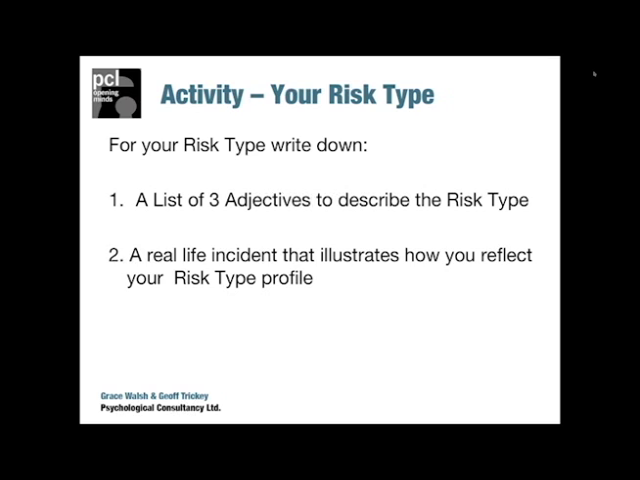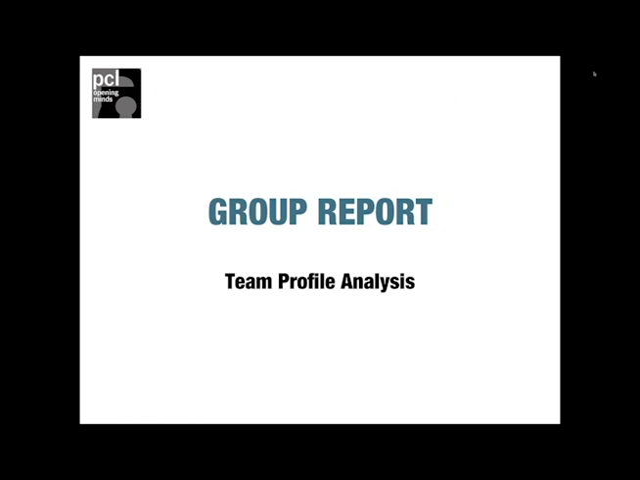After that, then, activities related to your own report. Write down a list of 3 adjectives to describe that risk type, or find a real-life incident that illustrates how you reflect your risk type profile. Again, there are all sorts of different activities. We try lots of things. We try new things usually when we're running courses to see how they run. It's just important to understand that you need to give people something that is easy for them to contribute to. You don't want people sitting there thinking, oh, I don't want to look silly, I don't want to get the wrong answer. Make it quite straightforward and simple for them to do, and fun. So the group report then.